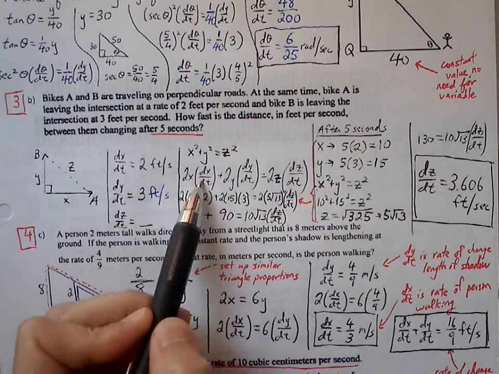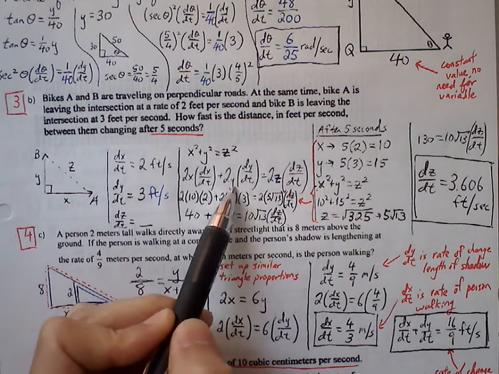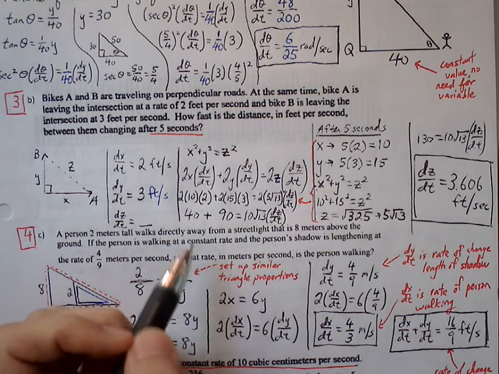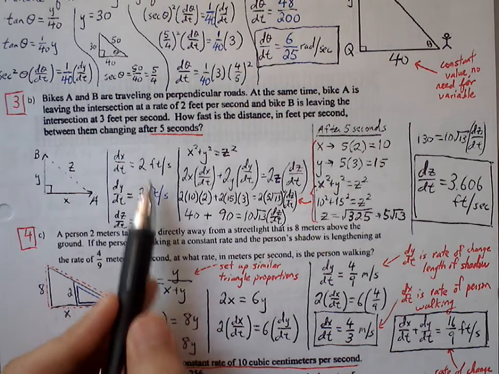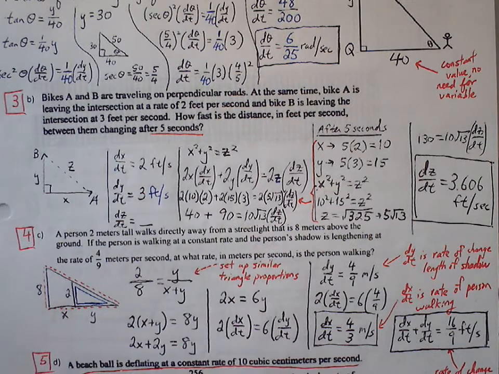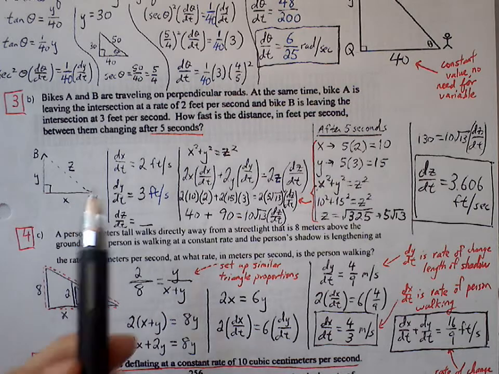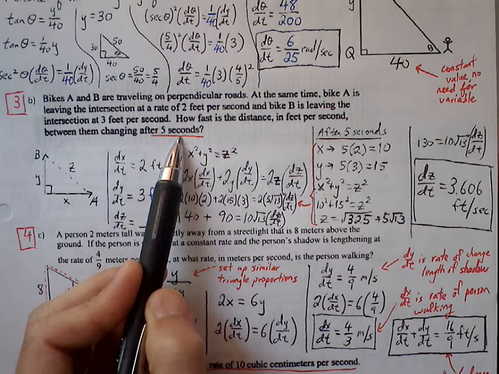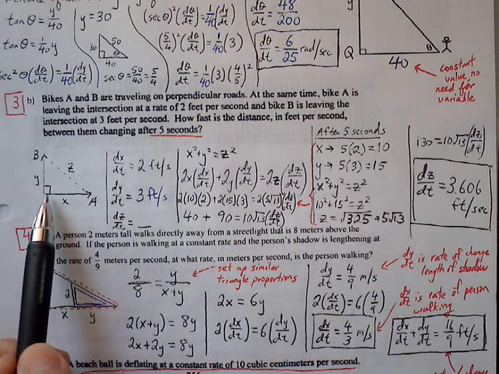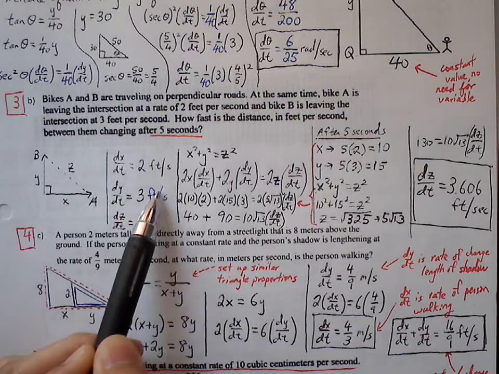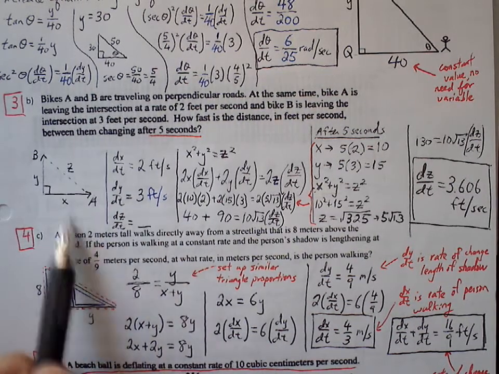So x squared becomes 2x dx/dt. Then we have 2y dy/dt, and z squared becomes 2z dz/dt. We have dx/dt and dy/dt, but we don't have x, y, and z provided for us explicitly. We have to find that on our own because the distance is connected with this time unit, 5 seconds later. Imagine these bikes are traveling at these rates, 2 feet per second, and after 5 seconds, what are the distances at these moments in time?